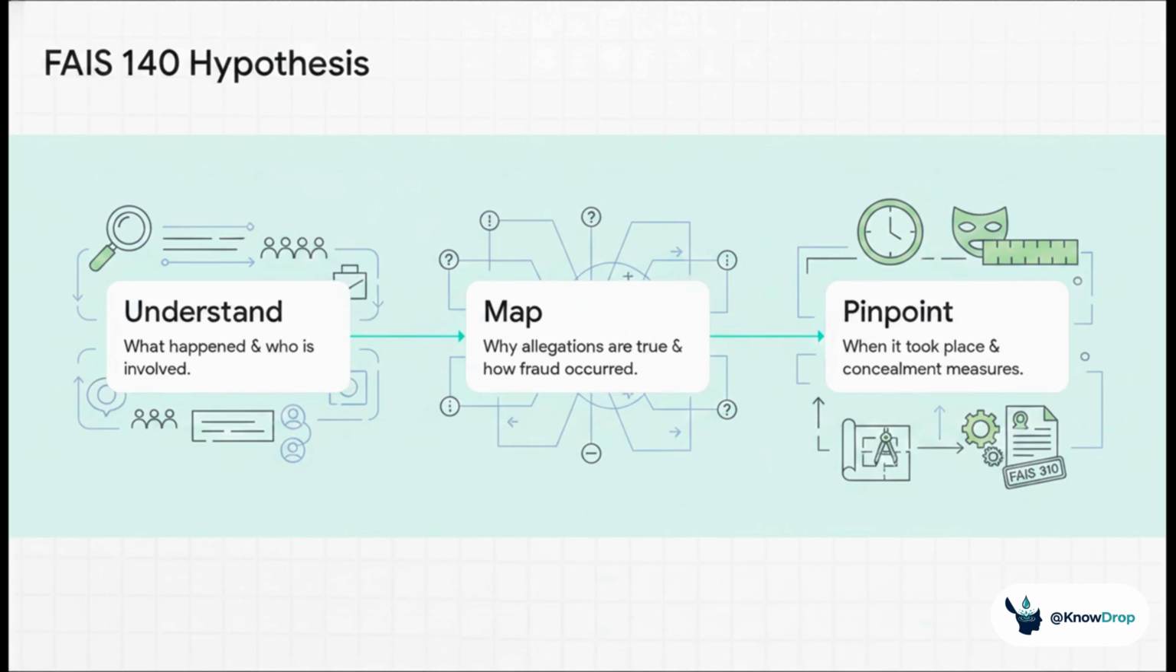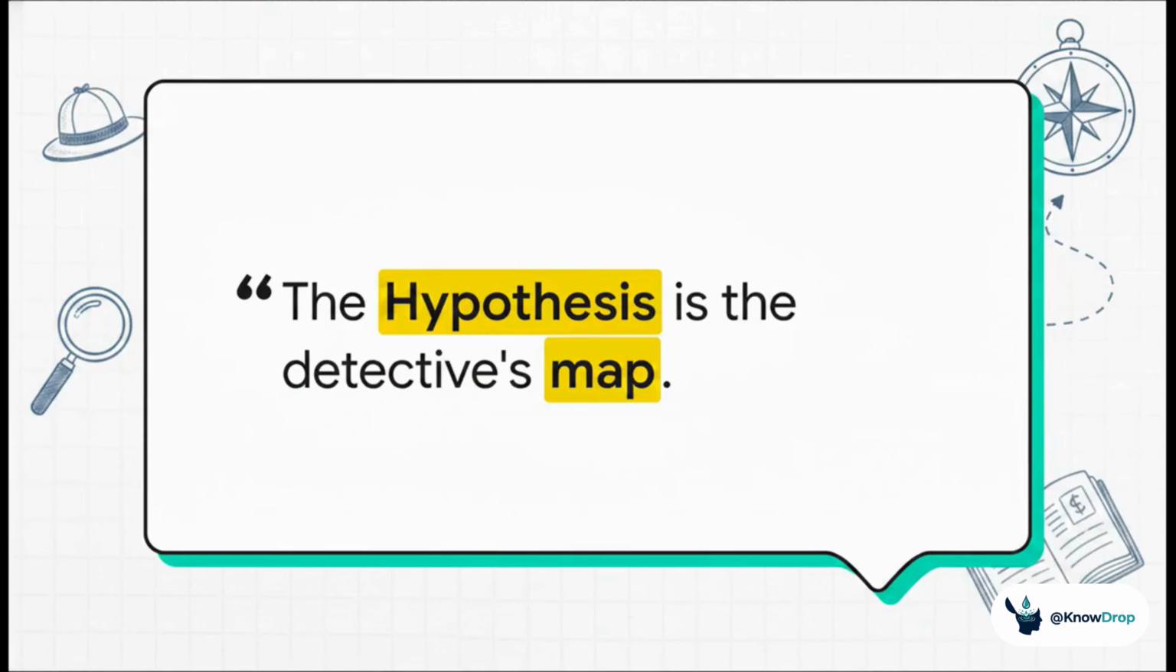FAIS 310 guides you in planning a specific dynamic assignment with the right resources allocated, and the depth of that plan depends entirely on whether you're dealing with financial statement fraud, corruption, or asset misappropriation. Lock this into your brain for FAIS 140. The hypothesis is the detective's map. You simply cannot conduct a methodological, effective investigation without it. Without it, you're literally just wandering blindly through piles of spreadsheets.